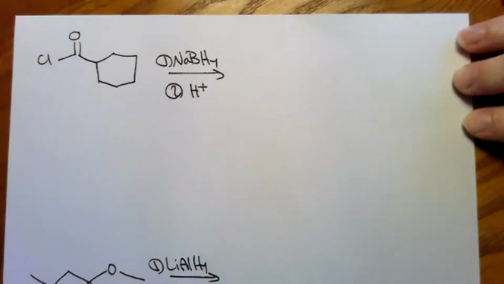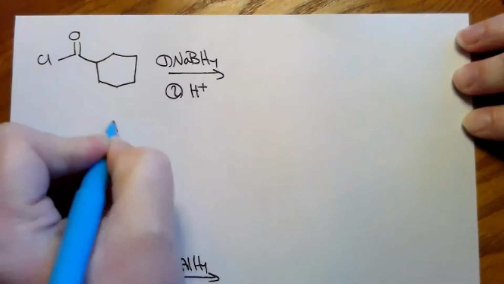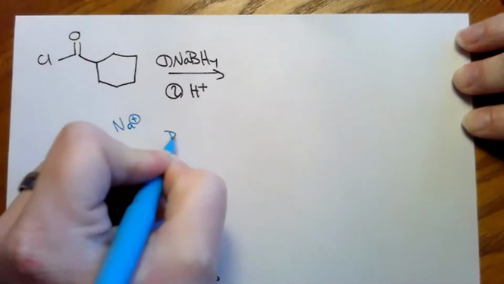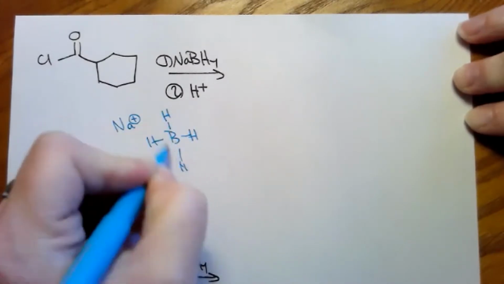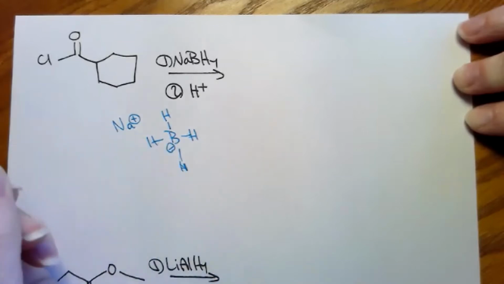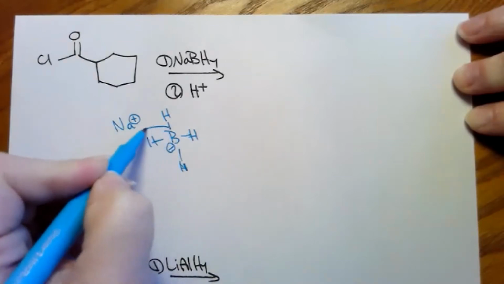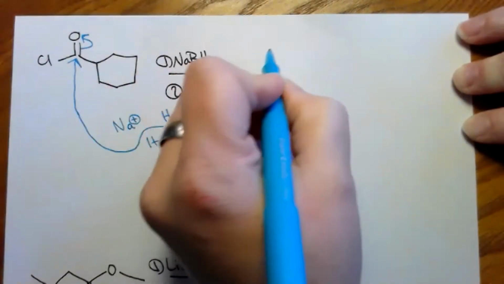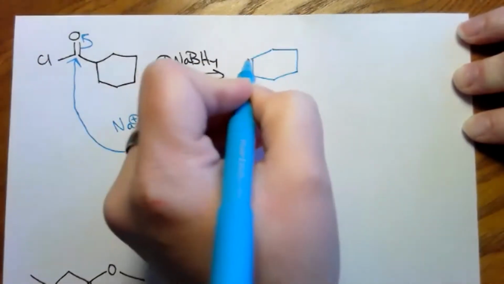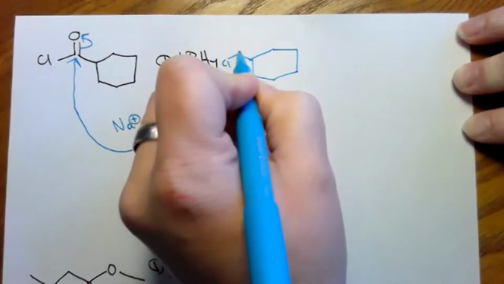Moving right along, what about carboxylic acid derivatives? Can they be reduced with hydrides? Does it react a lot the same? A whole heck of a lot the same. But what's the biggest difference between a carboxylic acid derivative and an aldehyde and ketone? A leaving group.